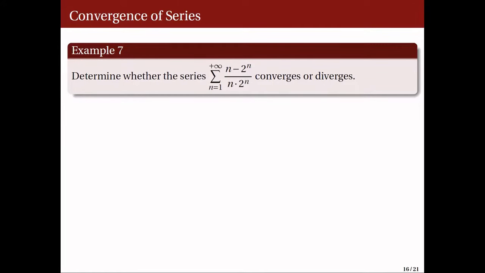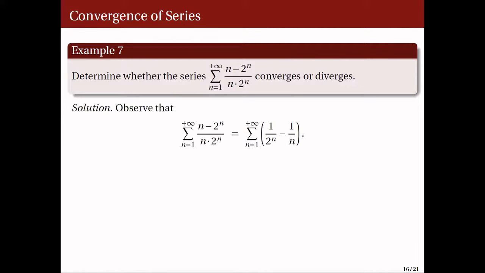For the next example, let's determine whether the series summation of n minus 2 raised to n over the quantity n times 2 raised to n, with n ranging from 1 to infinity, converges or diverges. First, we will write this complicated looking series as the series of this difference. We have the summation of the quantity 1 over 2 raised to n minus 1 over n. We do this by splitting into two fractions and simplifying each fraction.